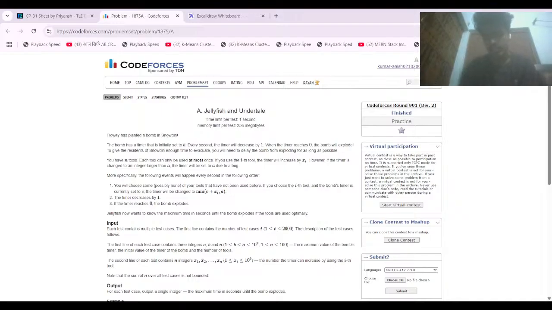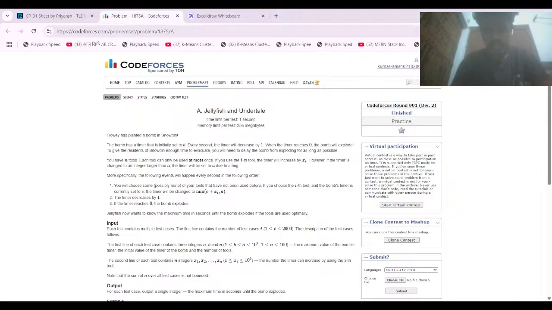That makes sense, right? The bomb is set to some timer because it is going to explode. So you have n tools. If you use a tool, the timer will increase by xi. However, if the timer changes to an integer larger than a, the timer will be set to a due to some bug.